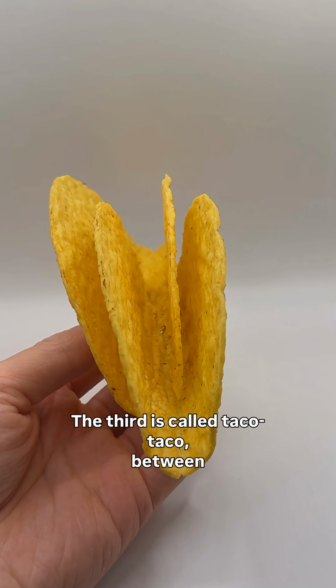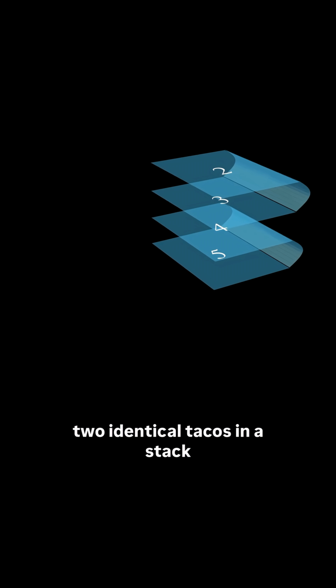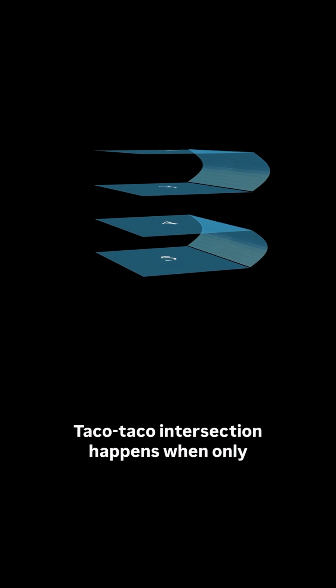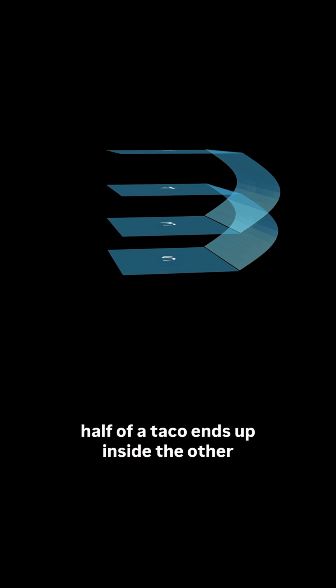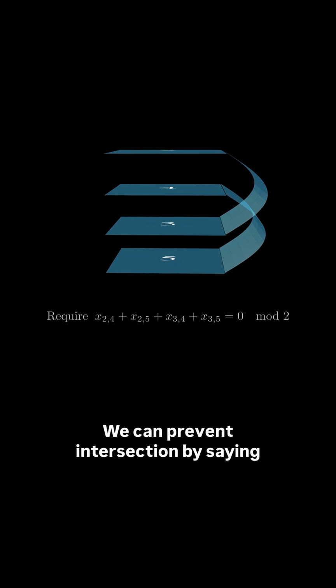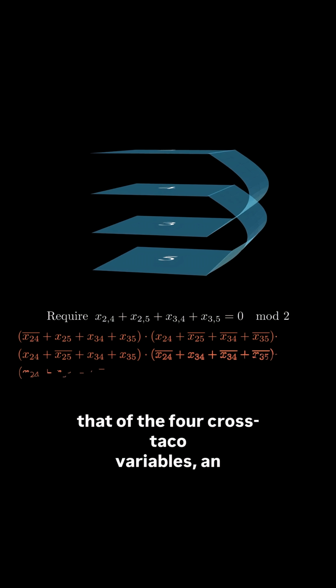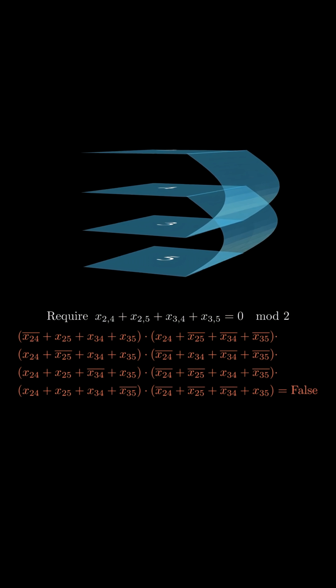The third is called taco-taco, between 2 identical tacos in a stack. Taco-taco intersection happens when only half of a taco ends up inside the other. We can prevent intersection by saying that of the 4 cross-taco variables, an even number must be on top.